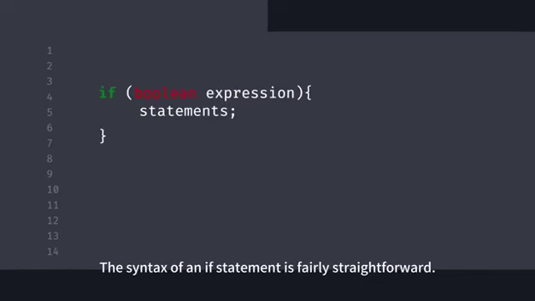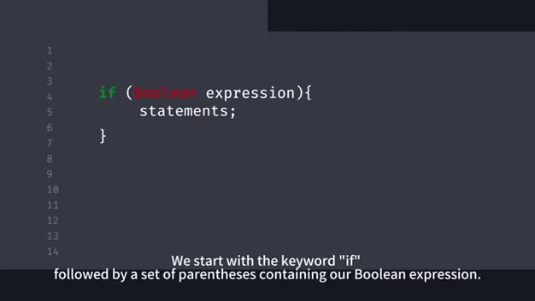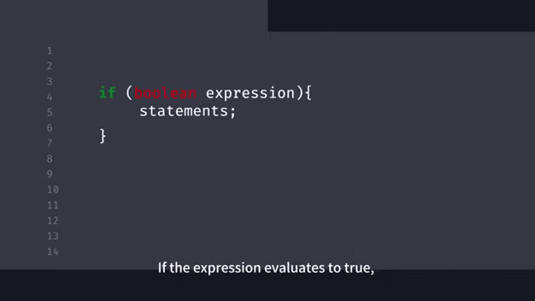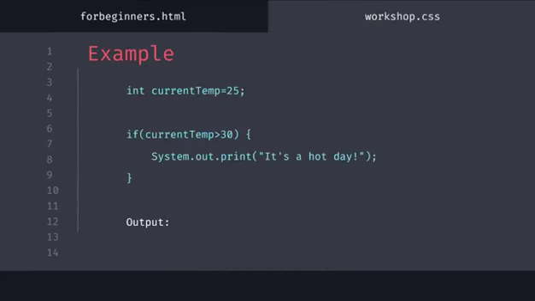The syntax of an if statement is fairly straightforward. We will start with the keyword if, followed by a set of parentheses containing a Boolean expression. If the expression evaluates to true, the code block enclosed by the curly brackets will execute. Otherwise, it will be skipped. Let's look at an example.